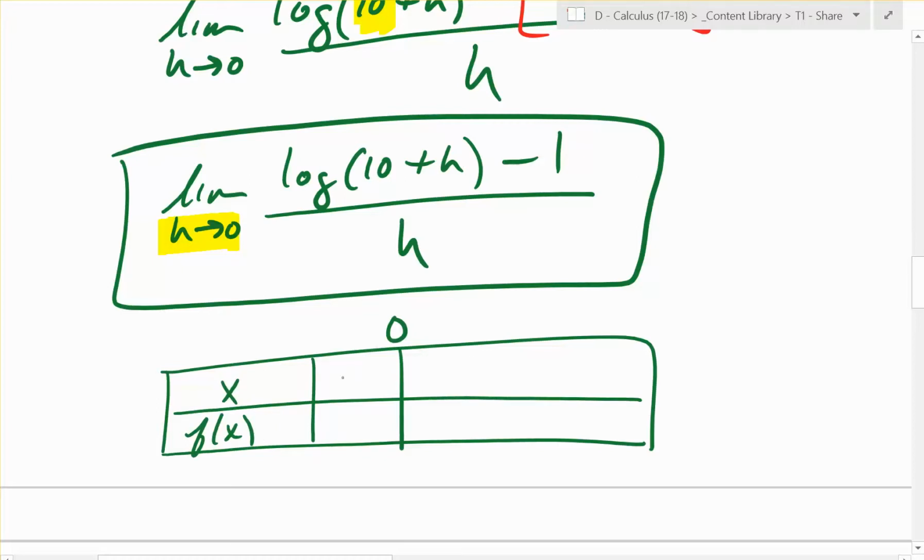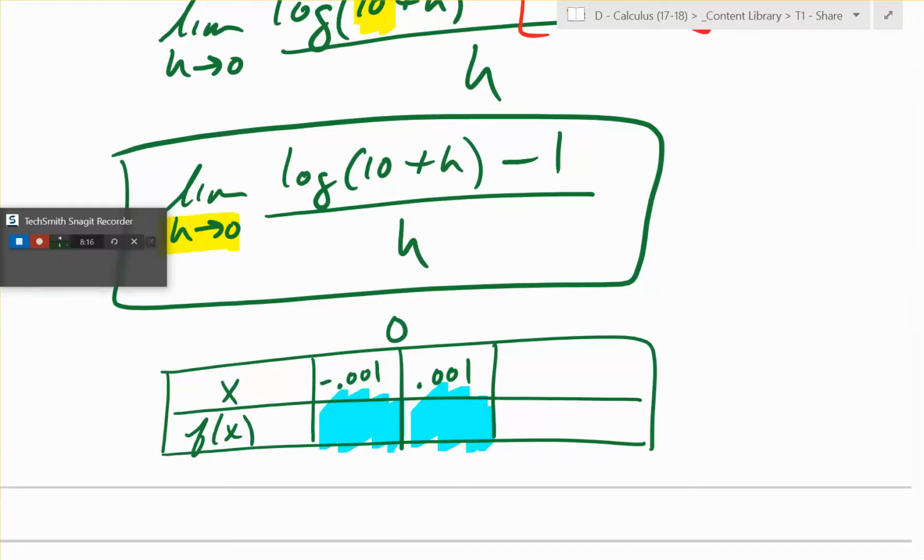What's a little bit to the left here? Well, negative 0.001. What's a little bit to the right? 0.001. And you can fill in the chart some more, but you need to find out what these values are right here, those a little bit to the left and a little bit to the right of 0. And when I say the function, I'm talking about this function right here. You can plug that into your calculator.